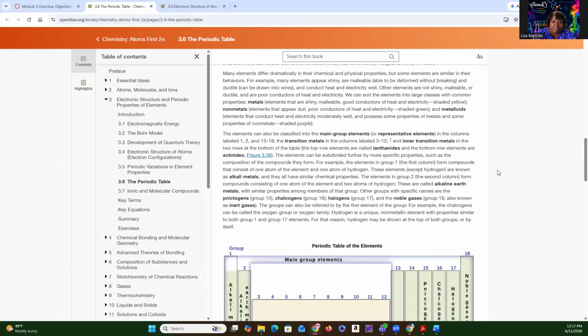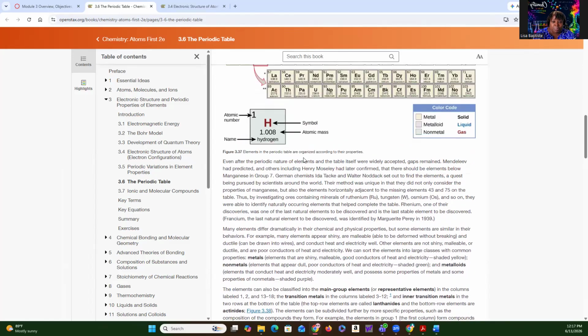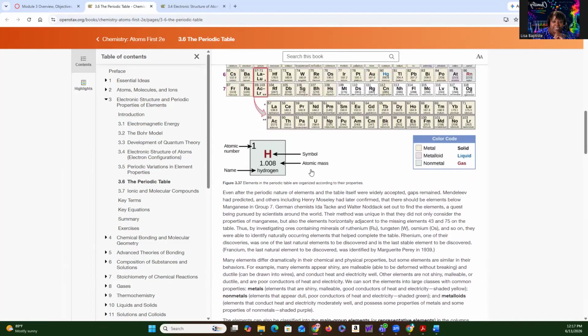And then you'll also look at, and we looked at this previously, but remember when I talked about the electron configuration, the atomic number determines the number of electrons. Remember, that's the top number in the periodic table. The bottom number is going to be your atomic mass. You're going to have your symbol and the name of the element.